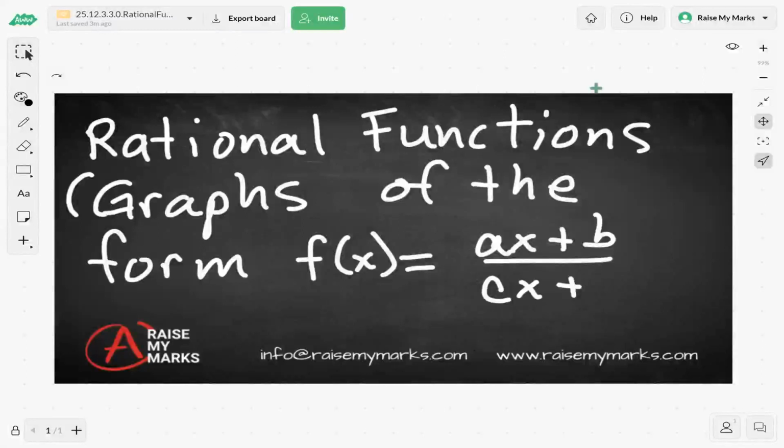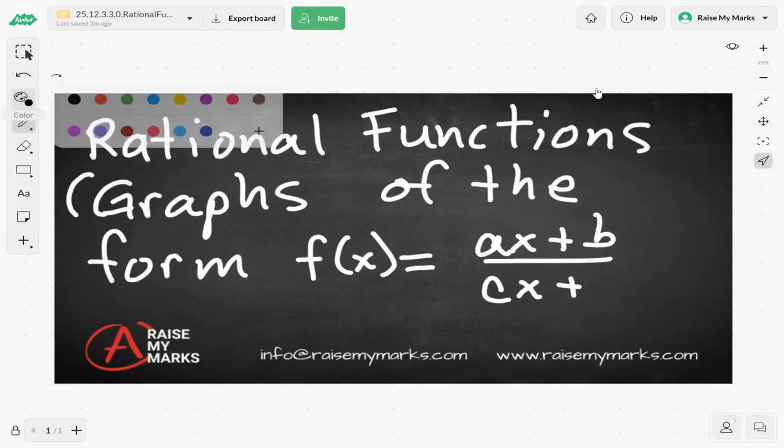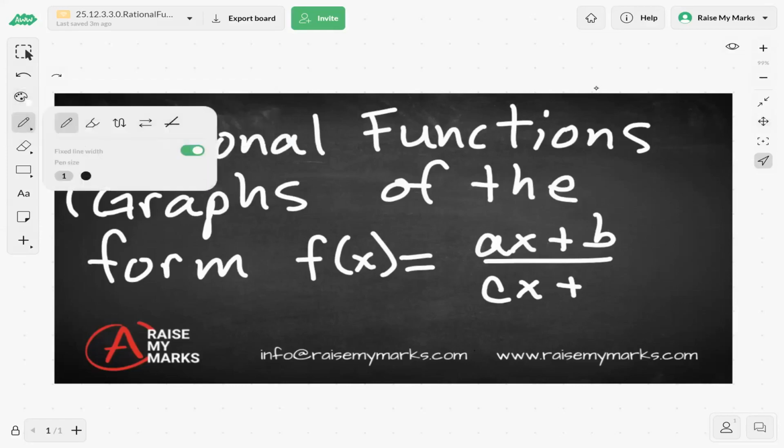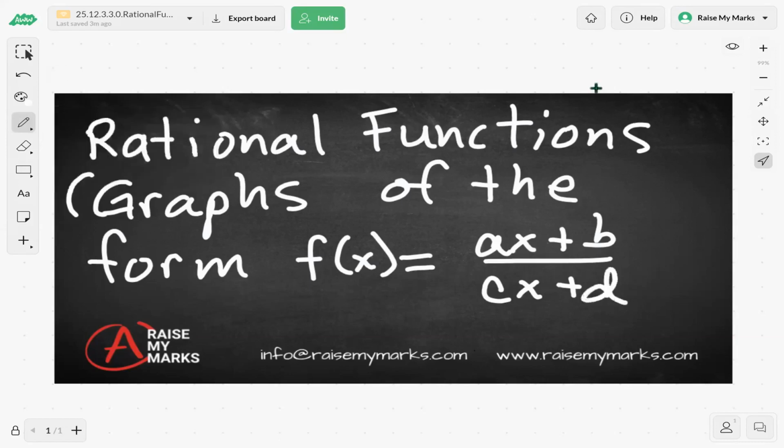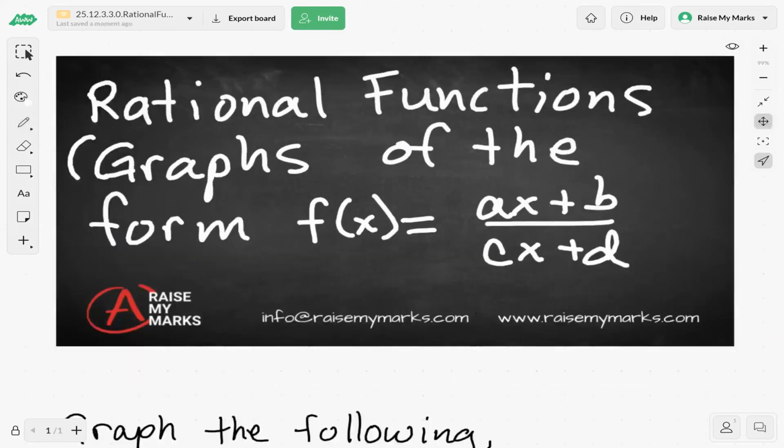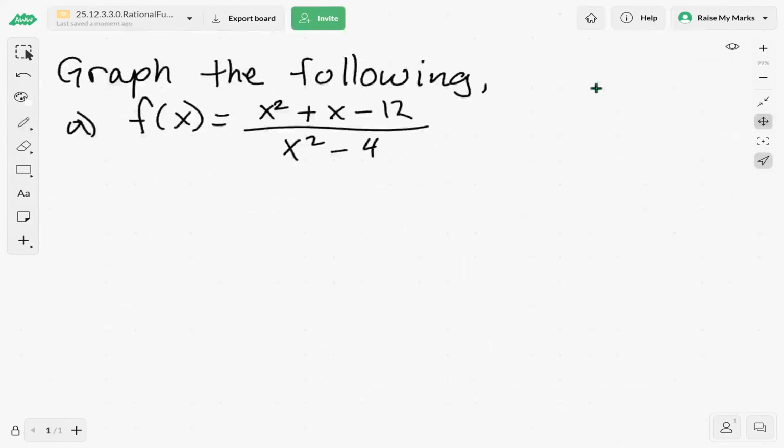So in this video, we're going to look at rational functions again, but we're looking at graphs of the form f of x equals ax plus b over cx plus d. Okay, so let's have a look and see what we're graphing today. We're asked to graph the following function: f of x equals x squared plus x minus 12 over x squared minus 4.